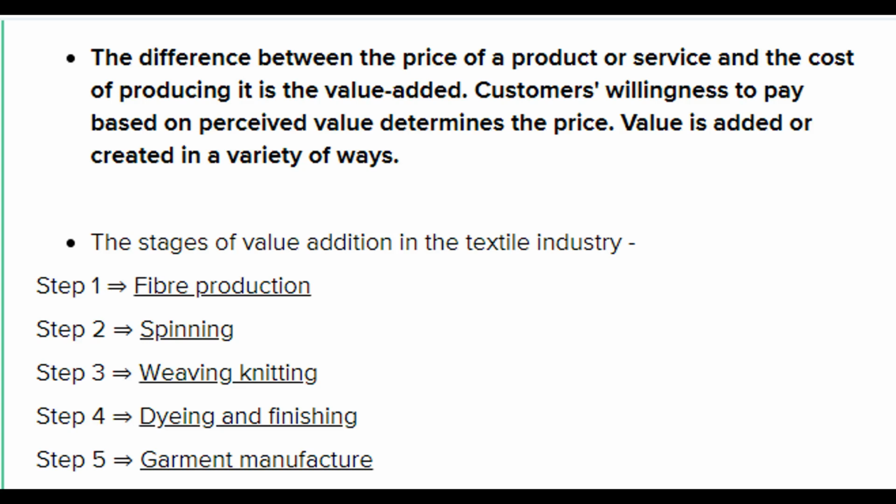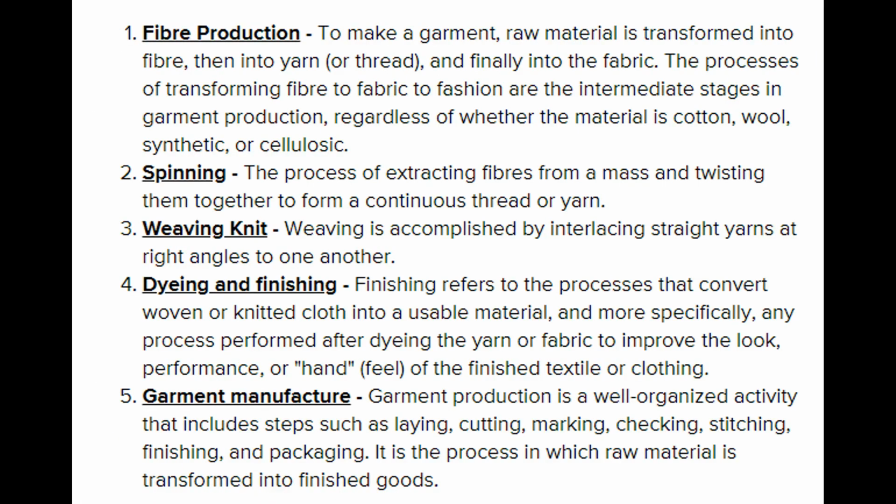The stages of value addition in the textile industry: Step 1, fiber production; Step 2, spinning; Step 3, weaving, knitting; Step 4, dyeing and finishing; Step 5, garment manufacture. Fiber production: to make a garment, raw material is transformed into fiber, then into yarn or thread, and finally into the fabric. The processes of transforming fiber to fabric to fashion are the intermediate stages in garment production, regardless of whether the material is cotton, wool, synthetic, or cellulosic.